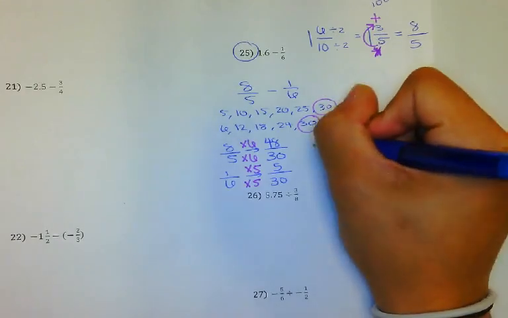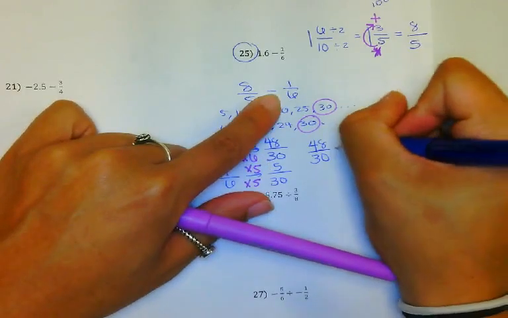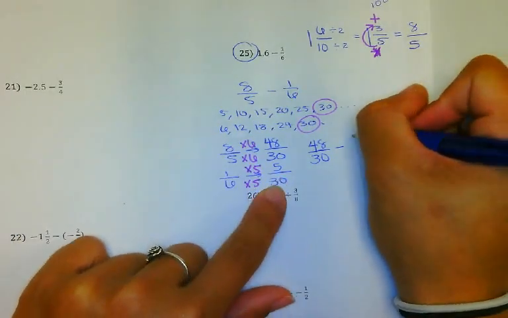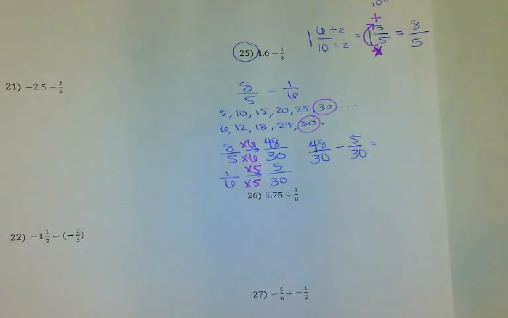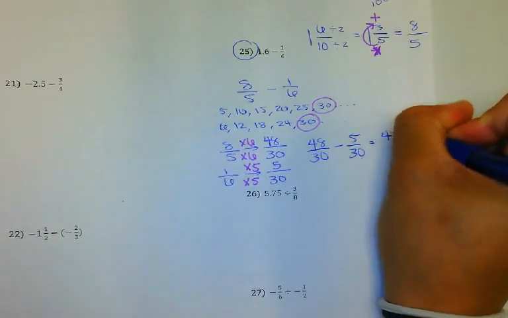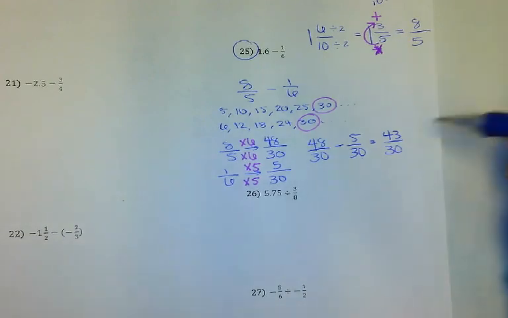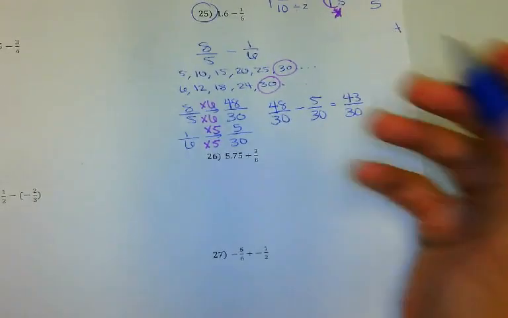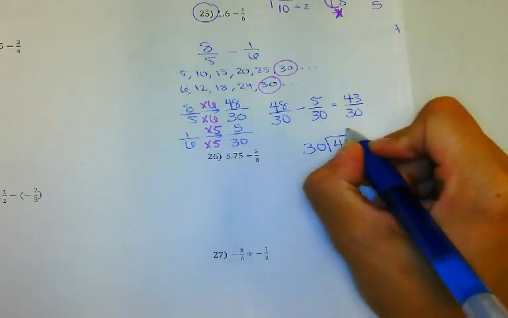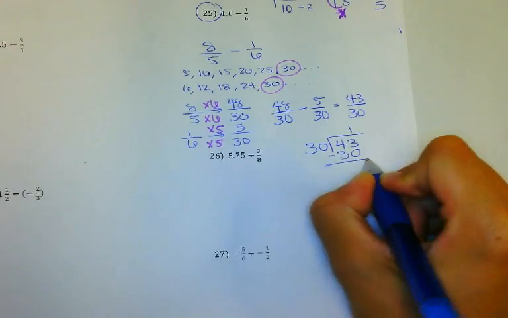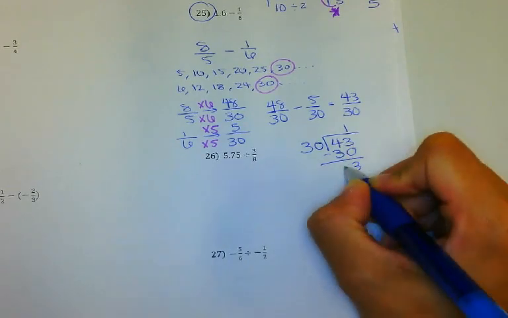Okay? Now we rewrite it. We have the 8 over 5 is first, so that means the 48 over 30 is first, minus the 1 over 6, and the 1 over 6 was 5 over 30. And so now we subtract. 48 minus 5. See if you can do it. And your denominator stays the same. Okay? Now, your top number is bigger than your bottom, so we are going to divide. Top in, bottom out. Okay? 30 goes into 43 one time. Okay? Do your subtraction. 3 minus 0 is just 3. 4 minus 3 is 1.